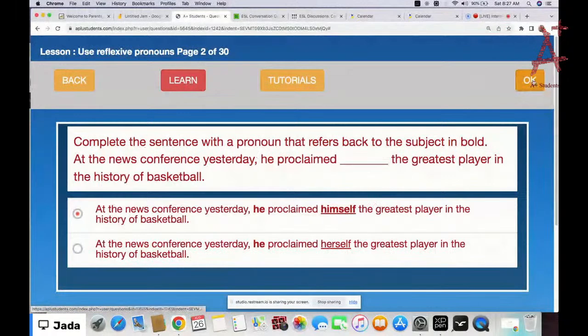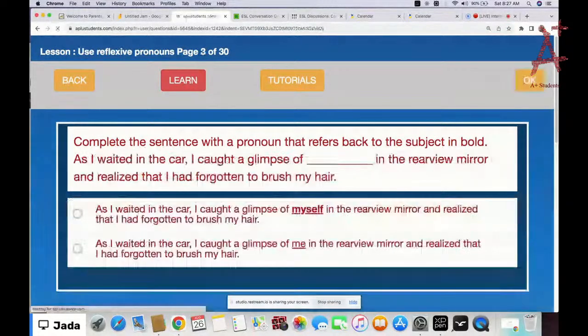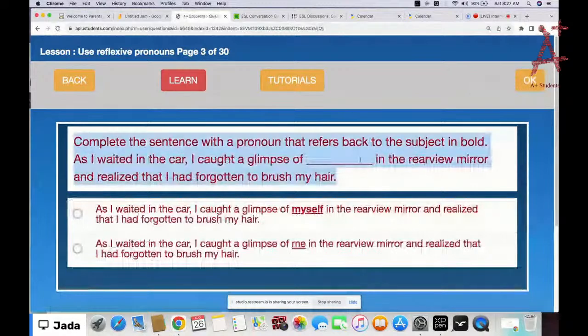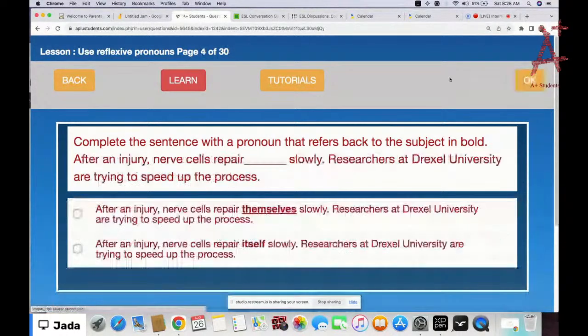So he, she. Okay, so as I waited in the car, I caught a glimpse of dash in the rearview mirror and realized that I had forgotten to brush my hair. So I caught a glimpse of myself or me? I caught a glimpse of me or myself? Yes, so I caught a glimpse of myself. Exactly. Okay. So, as usual, the subject and the reflexive pronoun must agree. So, they must go hand in hand.